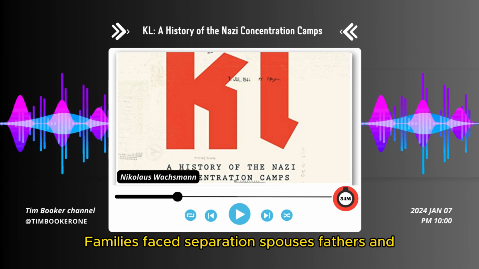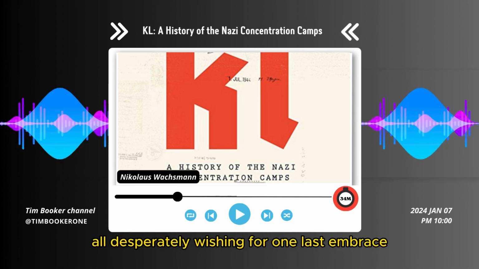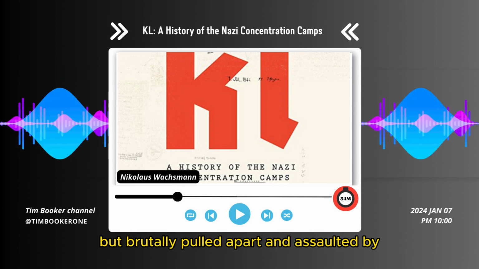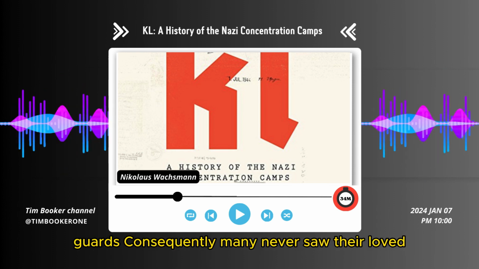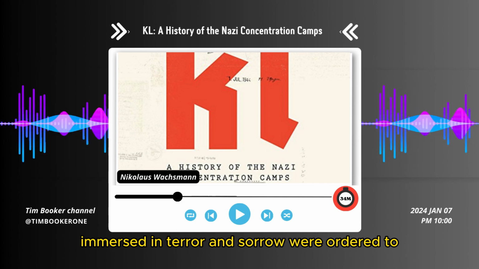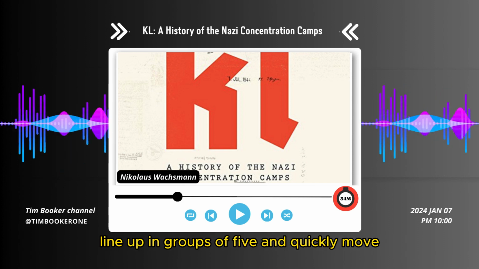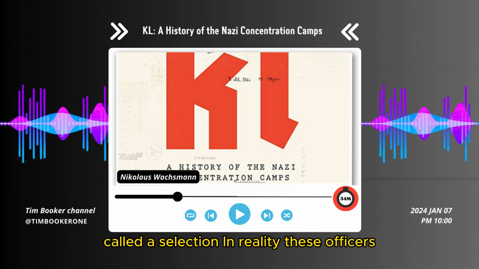Families faced separation, spouses, fathers and daughters, mothers and sons, brothers and sisters, all desperately wishing for one last embrace but brutally pulled apart and assaulted by guards. Consequently, many never saw their loved ones again. Following this, the prisoners, still immersed in terror and sorrow, were ordered to line up in groups of 5 and quickly move towards a few SS officers to undergo what was called a selection.